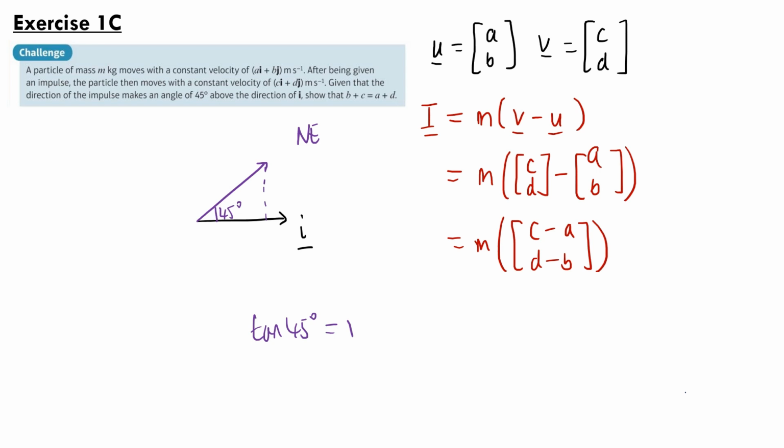And so that means that c minus a must be equal to d minus b. So if we add b to both sides, add a to both sides, b plus c equals a plus d as required.